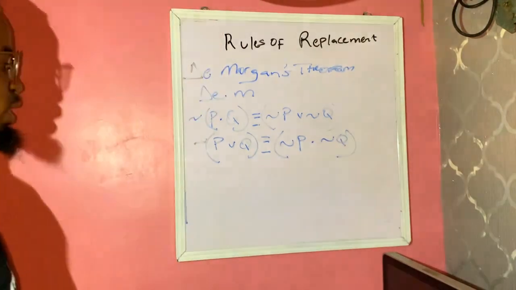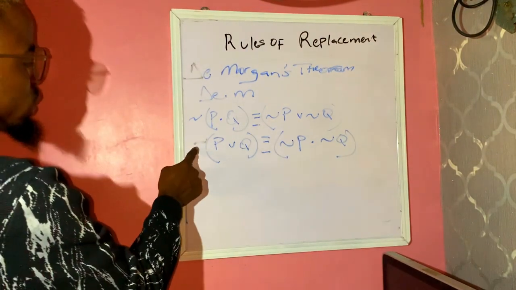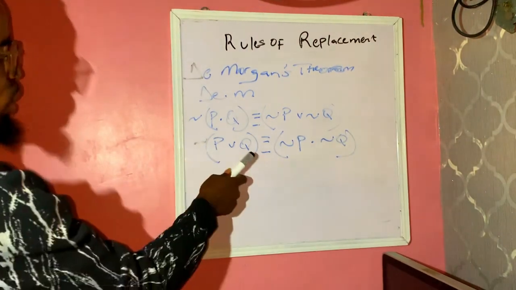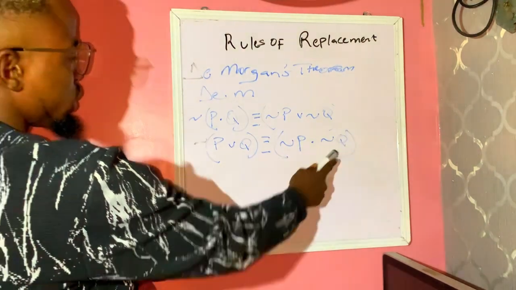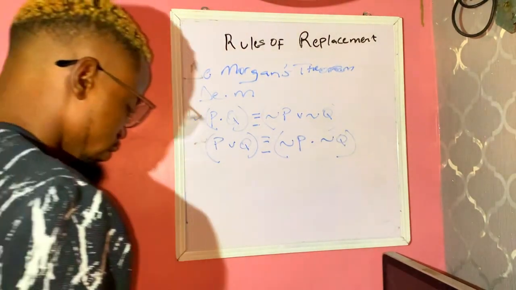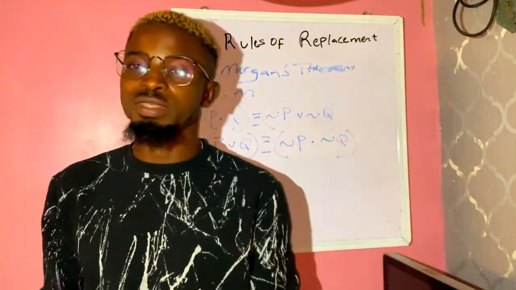So that's the second line. We are just changing the connective. This one is saying that if you have negation P or Q together in parentheses, you can replace it with negation P and negation Q. So those are the 10 different rules of replacement that we are having.